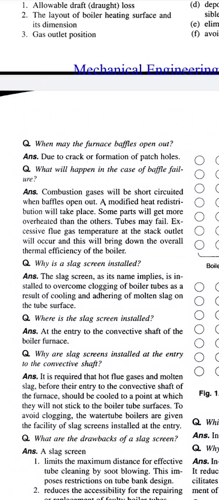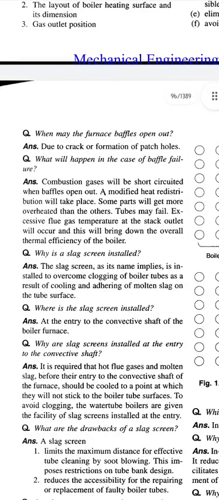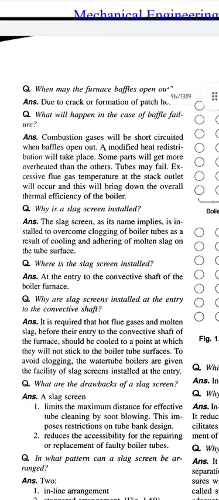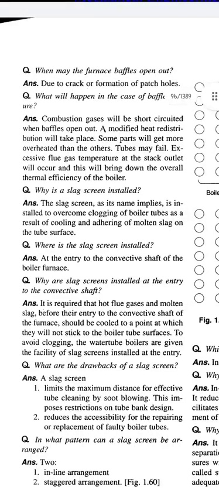Some parts will get more overheated than others. Tubes may fail. Excessive flue gas temperature at the stack outlet will occur, and this will bring down the overall thermal efficiency of the boiler. Question: why is a slag screen installed?